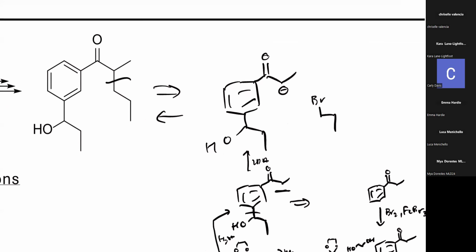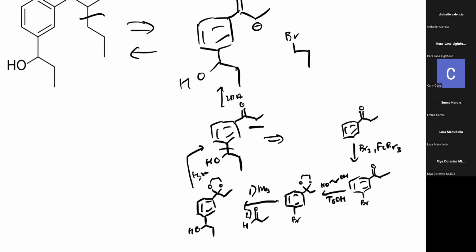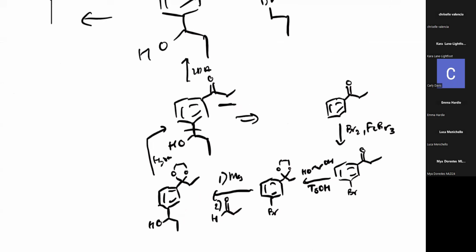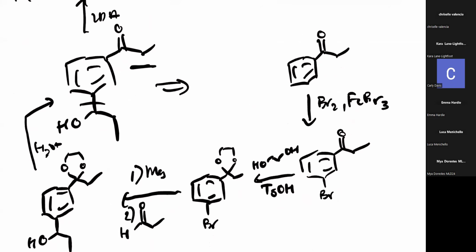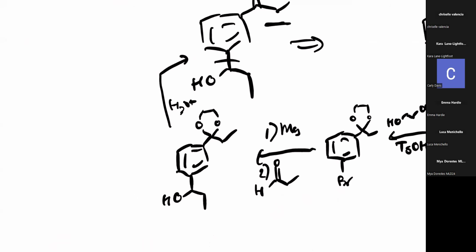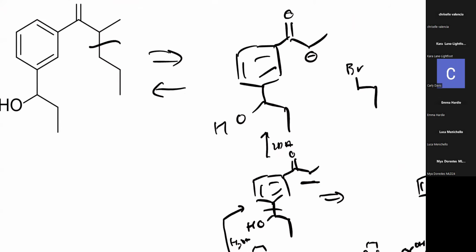I think the key here is seeing that this enolate here, and then there's probably several different ways you can kind of make this happen, right? But this is what I thought of. So you brominate, turn it, protect the carbonyl, turn it into a Grignard, attack, and then deprotect it.